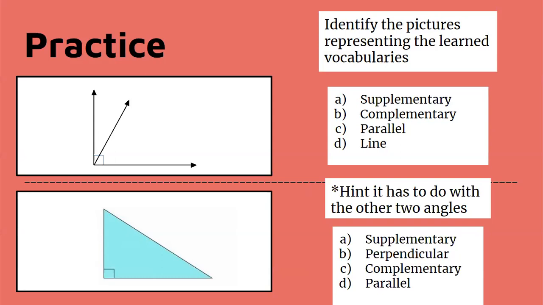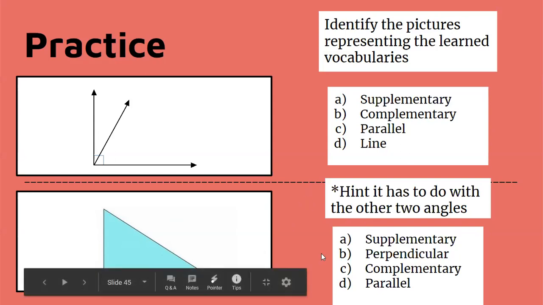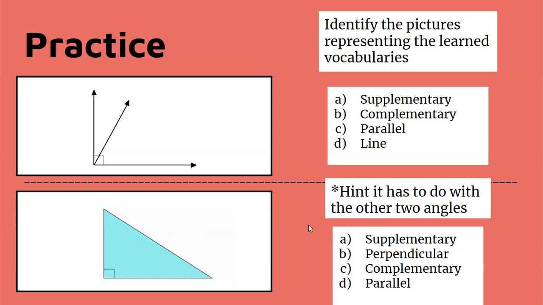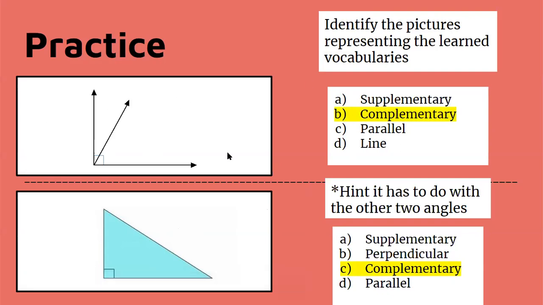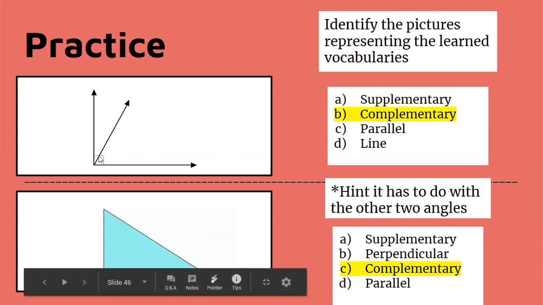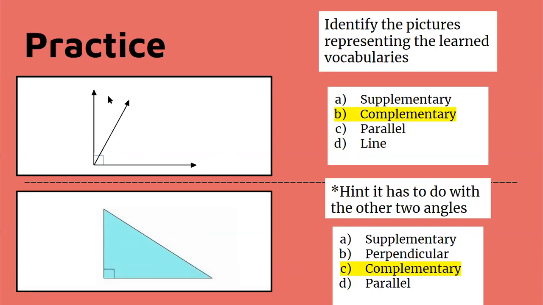Hello. Hopefully you guys got the answer for the second one right here, the triangle one, because it was kind of difficult, quote unquote. All right. So the answer for the first image is B, complementary. Basically it's a 90 degree angle right here, and then it's being intersected by a line right here. And it splits the 90 degrees into 2 different parts. So we have 2 angles right here that add up to 90 degrees.